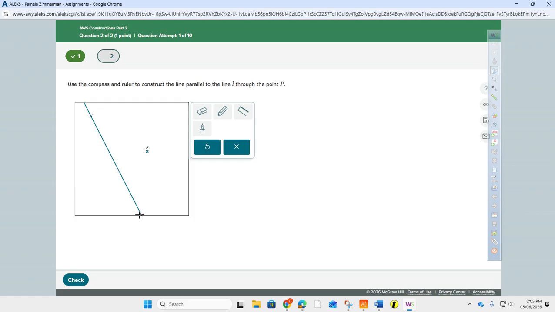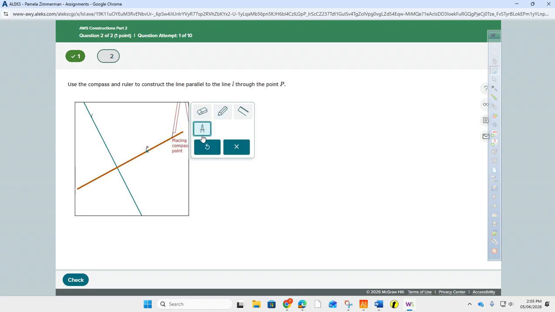All right, so the very first thing we have to do if we're drawing a line that's parallel to a given line is, they've given us a point up here. We're going to take our straight edge, start at that point, and draw a line that intersects the given line. So make sure you make it go pretty far past both points.